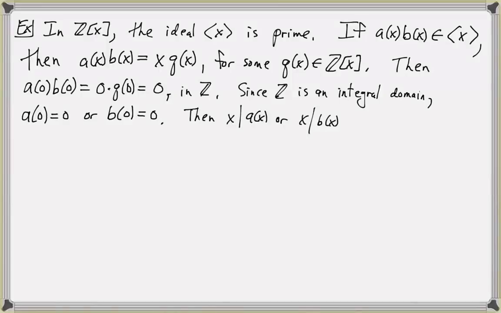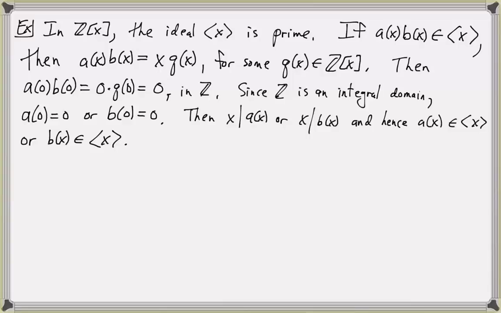And hence a of x is in the ideal generated by x, or b of x is in the ideal generated by x. So this shows that the ideal generated by x is prime.